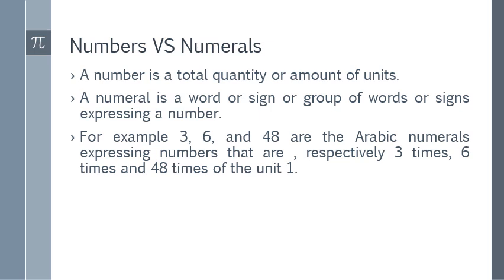For example, 3, 6, and 48 are Arabic numericals. 3 is a single sign, 6 is a single sign, and 48 includes two signs, a sign of 4 and a sign of 8. However, these three represent different quantities. 3 means 1 unit taken 3 times, 6 means a unit or a tablet taken 6 times, and 4 and 8, 40 plus 8, that is 48, represents a unit taken 48 times.